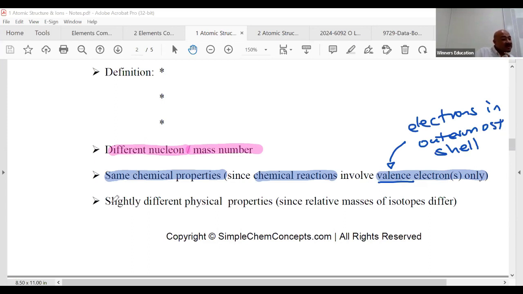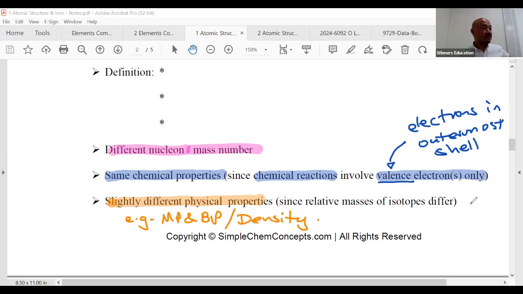Next, they have slightly different physical properties. Why? Okay, copy this up. Melting point and boiling point normally come as a set. Else, density. These are the common physical properties. I will use density. Everyone knows density very well, right?